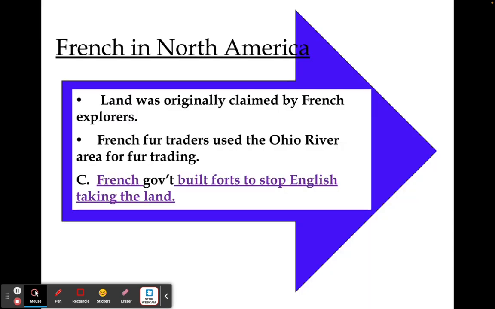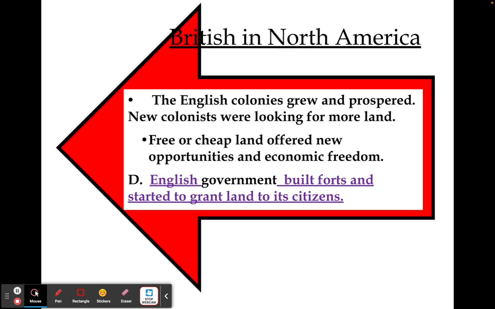So, for the French in North America, the land was originally claimed by French explorers, but the French fur traders used the Ohio River for fur trading. Along the Ohio River Valley, because this area was so important to trade, the French government built forts to stop the English from taking the land. And this is all going to come to a head when the two of them are fighting.